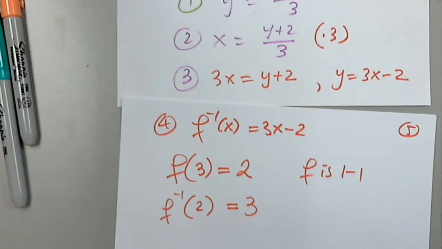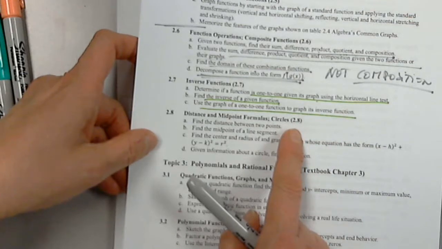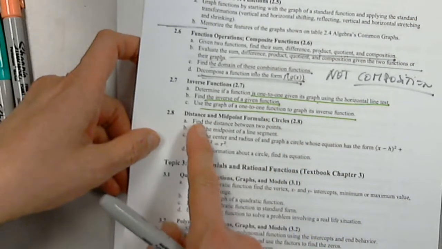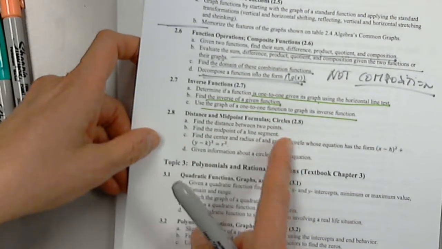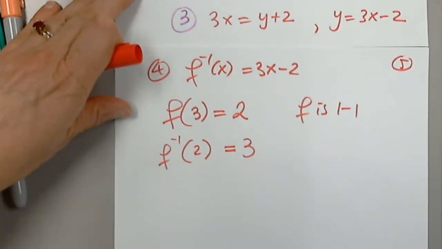Good. Okay. Distance and midpoint formulas, and the circle. We want an example from distance, an example from midpoint, and a circle. Okay, so give me two ordered pairs so we can determine the midpoint and the distance.